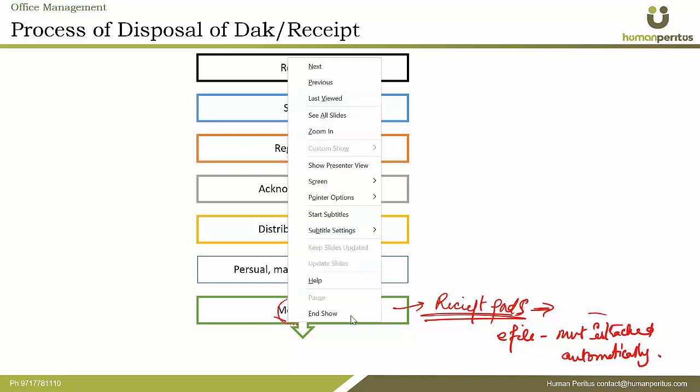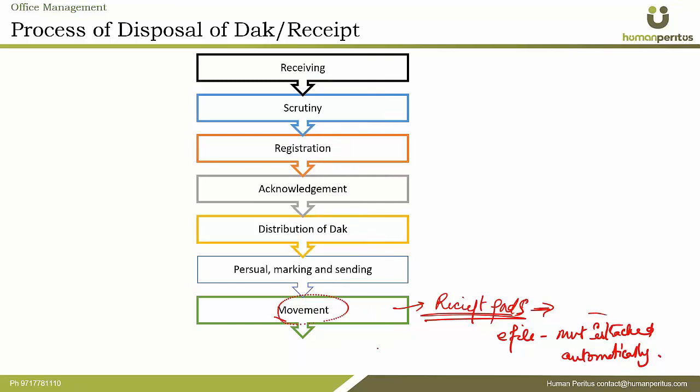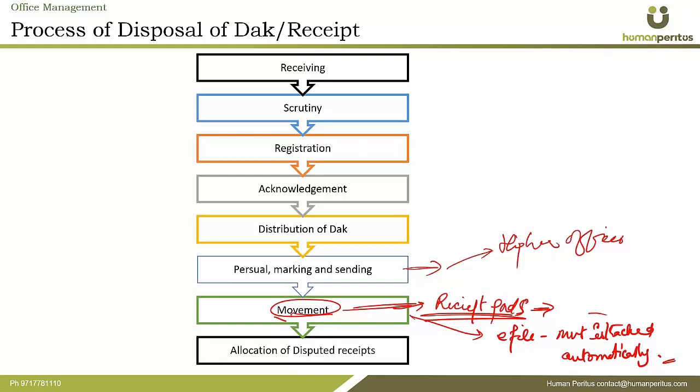So why is this movement happening? Because in case the section officer has decided that this DAC has to be considered by the higher officers, the DAC will move. This kind of movement will be done in the form of receipt pads, or in case of e-file, this movement is tracked automatically and it would be directly sent through emails, etc., to the higher officers or the other department if it is concerned. Now that we will be reading in the next point.